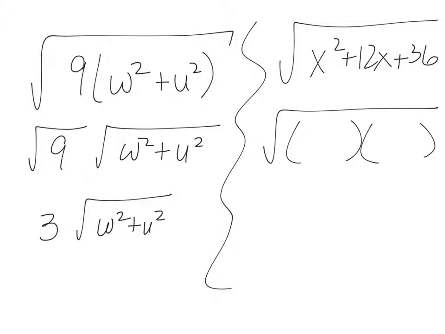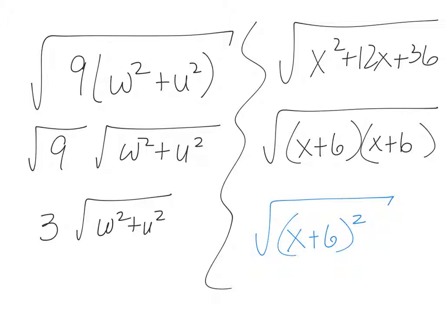Go ahead and factor that expression. Will, what do you get? X plus 6 and x plus 6. It's the same expression twice. So as a result, I could write it like this, can't I? Isn't that what that means? And don't a square root and a square cancel each other? So as a result, we get x plus 6.